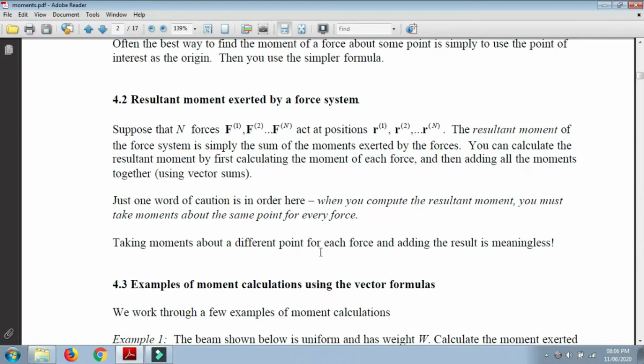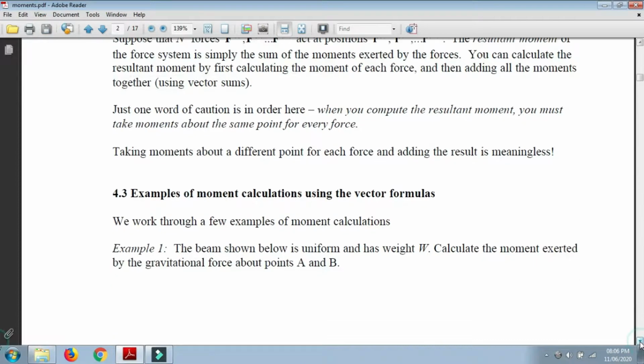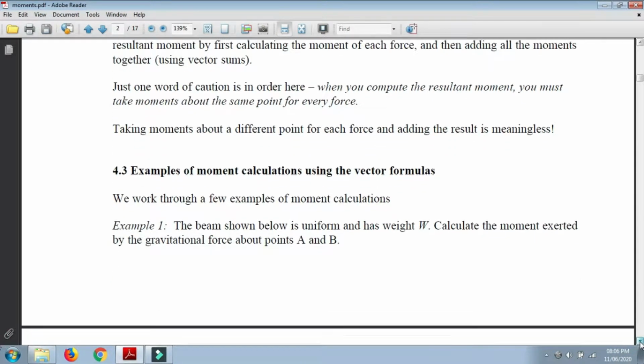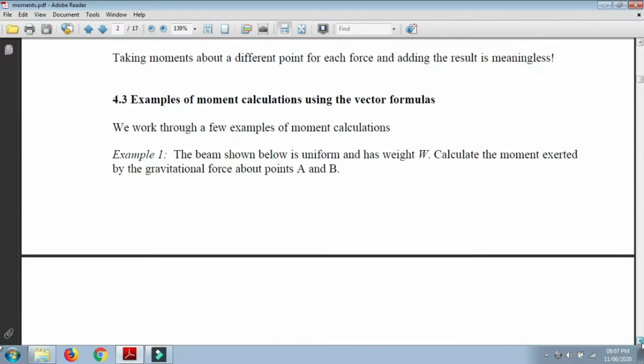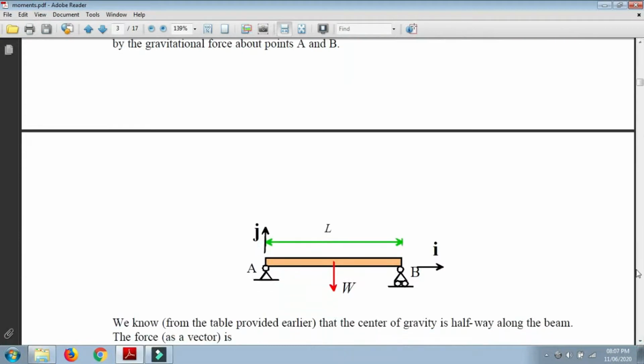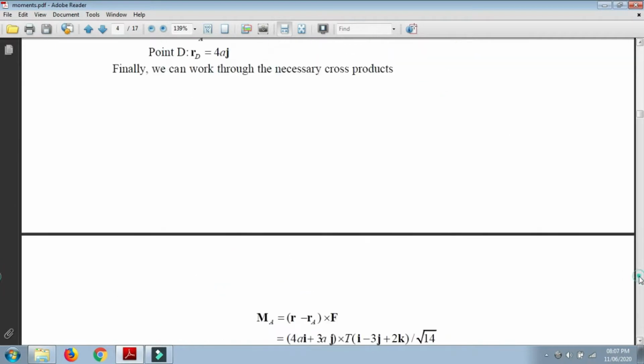This is a bit more theoretical and might be confusing, but just remember this: when we solve the numericals, we will apply these concepts, and when we apply them practically, we understand them much better. So for example, we could work through a few examples of moment calculations using the vector formulas, but because they are a bit more theoretical, I will not be doing this. I will go for practical numericals, so just leave them to understand it a bit better.